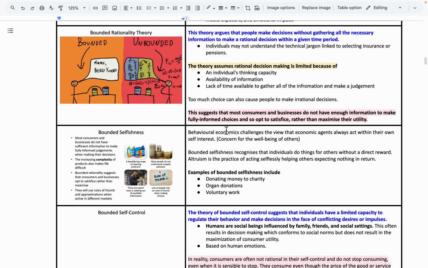So this suggests that consumers and businesses do not have enough information to make fully informed decisions and so opt to satisfice. So this means that they will go for like the second best option. Like satisfice is like, it's okay. If I'm satisfied, then I'm good.